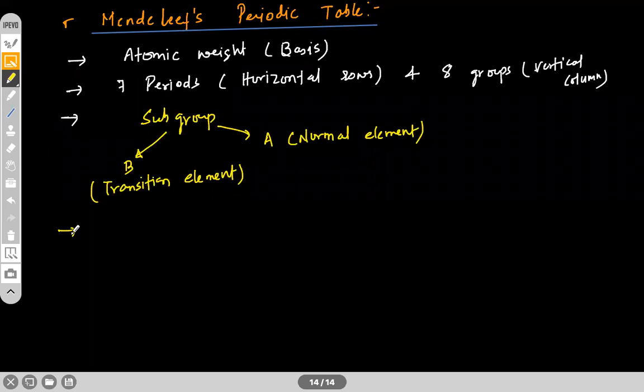Next one. The elements belonging to the same group exhibit similar properties. And hence, this was the biggest achievement, that the study of the properties of elements became easier, because same group elements have similar properties. That's the biggest advantage here. Okay.